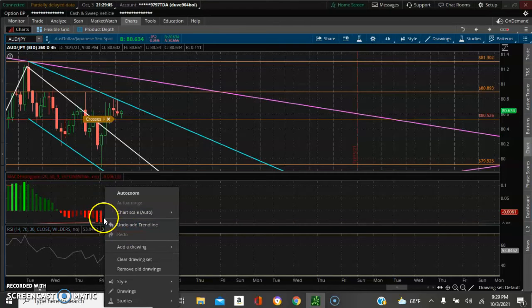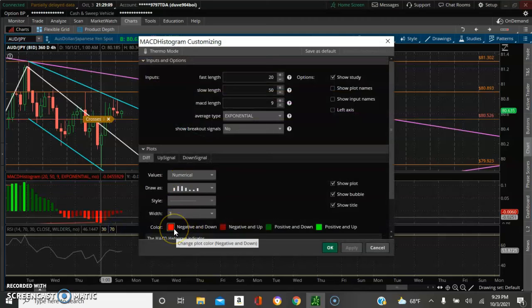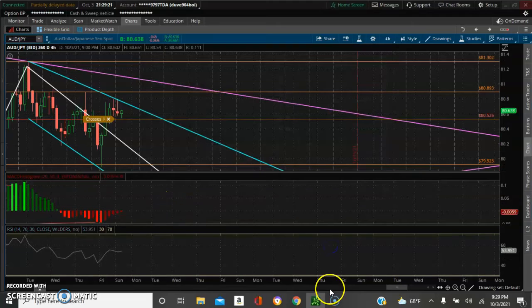You guys wonder what I be talking about. I'm going to just do this real quick. Go to edit studies here. We got negative and down, we got negative and up. These are the color representations, that's what they stand for. You got positive and down and positive and up. So that's what I'm reading here.